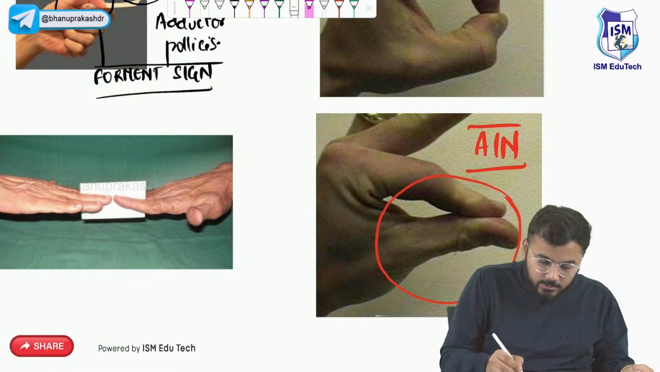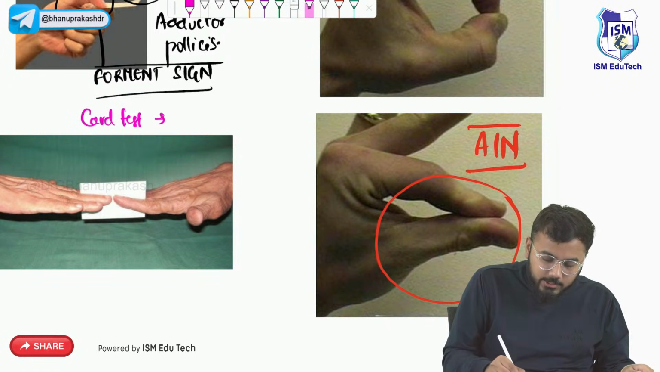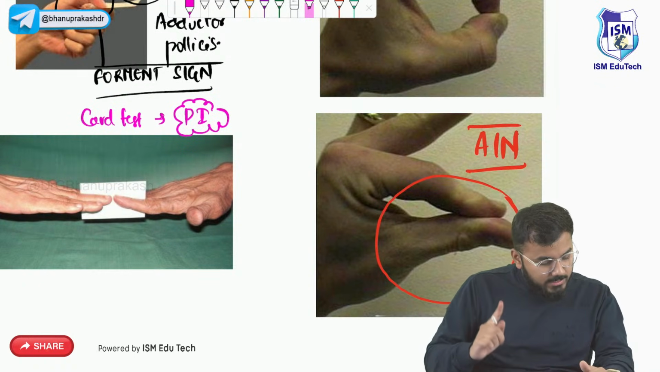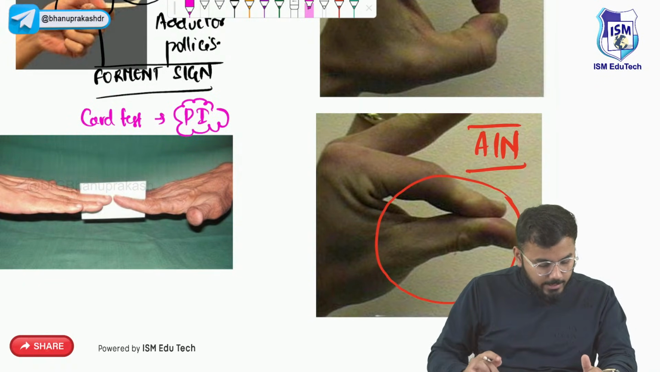So I put this paper in between his fingers, right? And I'll tell him to close. If palmar interossei are working well, then even if you pull this paper, the paper will not come out. But if palmar interossei are not working well, he cannot adduct the fingers properly, so it will slip away. You understood this? This is called as card test. What is this called as? Card test. And what do we do the card test for? Palmar interossei. Everyone is clear with this, guys?